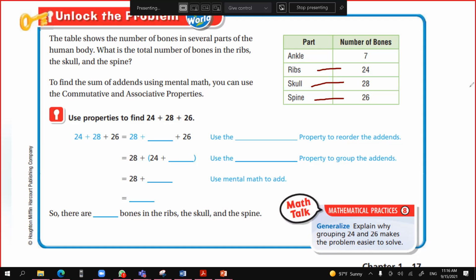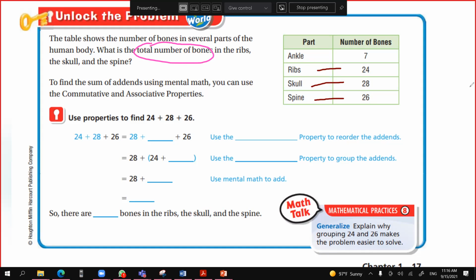24, 28, and 26. Now, how do I know that he's talking about addition? Because it says, what is the total number of bones? So that means plus. So 24 plus 28 plus 26.